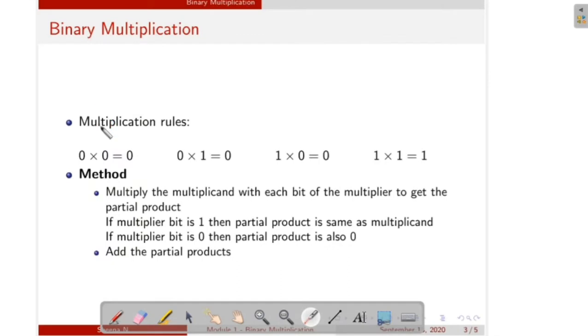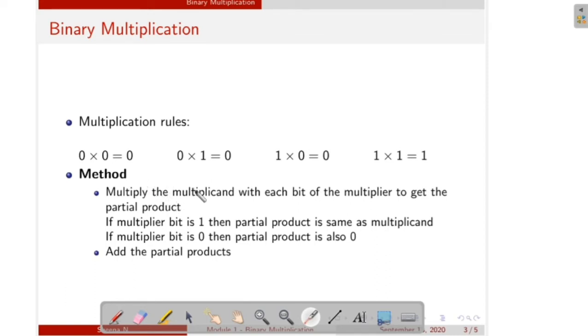All of you know the binary number system contains only two bits, zeros and ones, and the multiplication rules have four possibilities. 0 multiplied with 0, we get 0. 0 multiplied with 1, we get 0. 1 multiplied with 0, we get 0. And 1 multiplied with 1, we get 1. So these are the four possibilities.